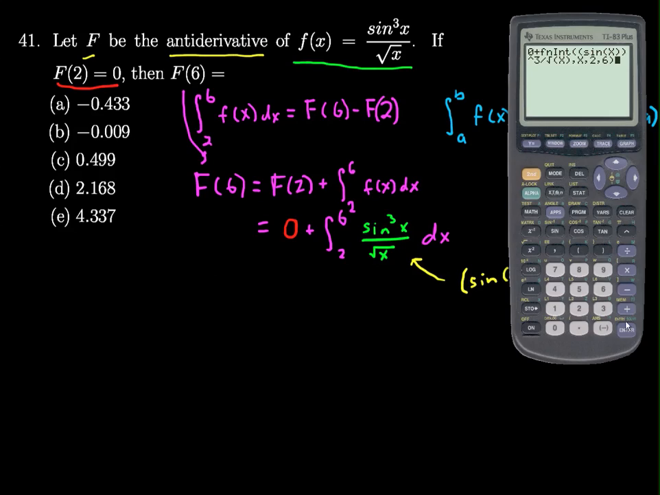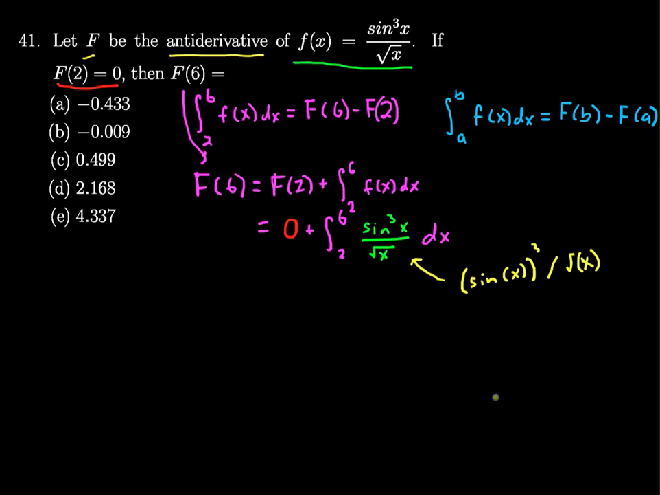Now the calculator actually does an approximation method. It approximates it using a Riemann sum with a ton of steps. I press enter, and get negative 0.433. I look back at my answer choices, and A is negative 0.433, so my answer is A.